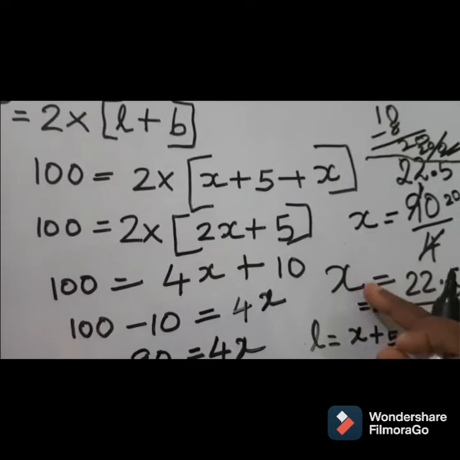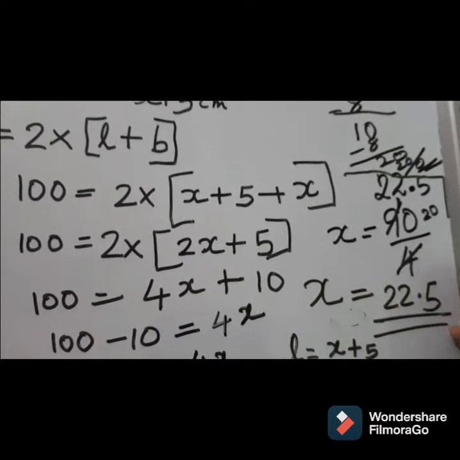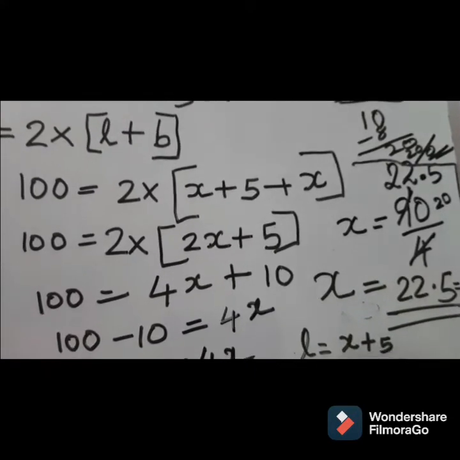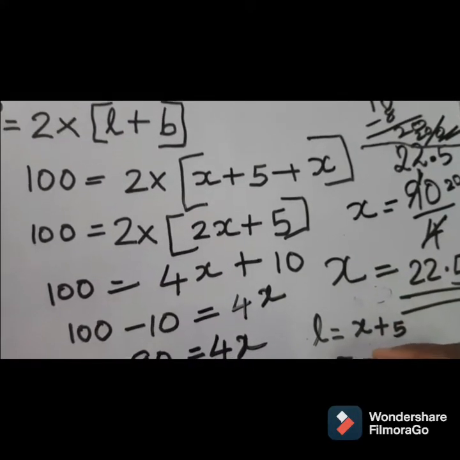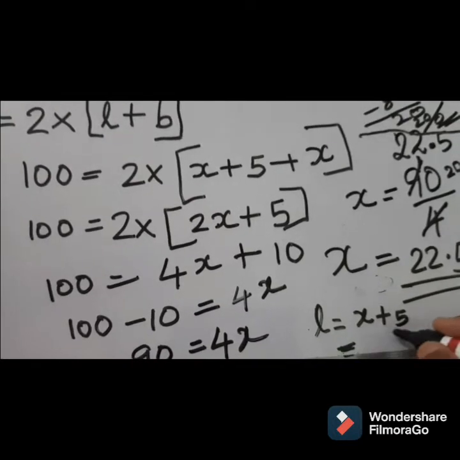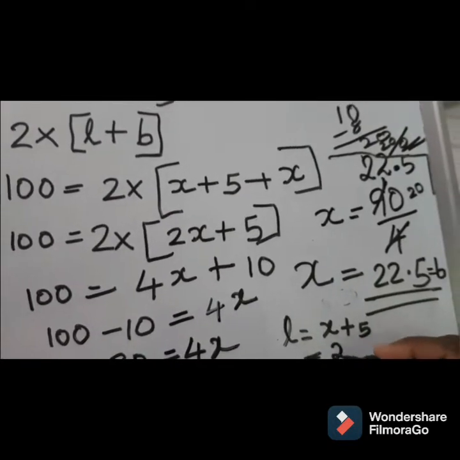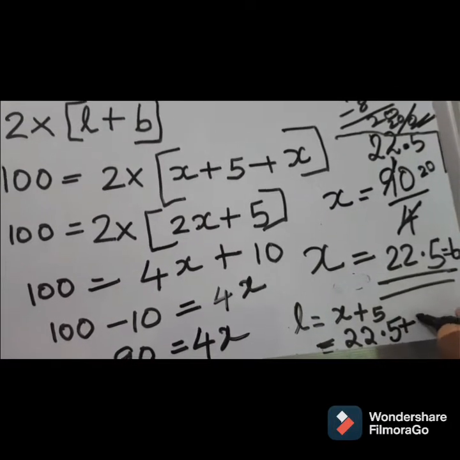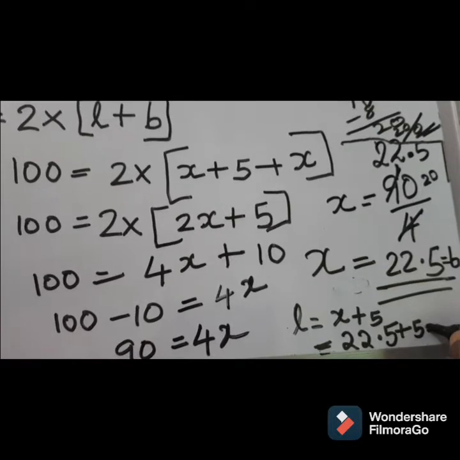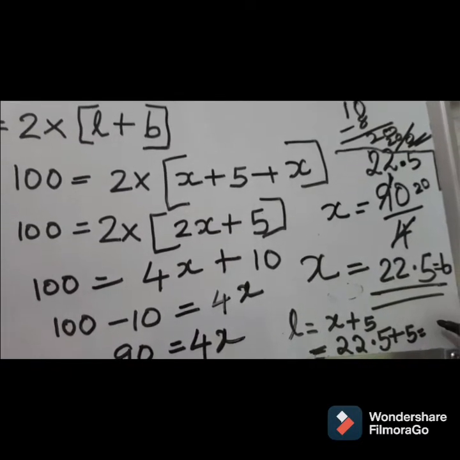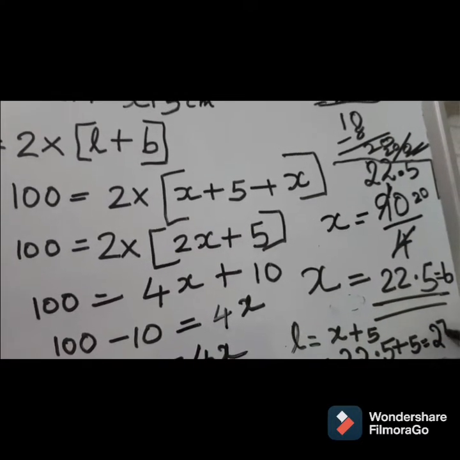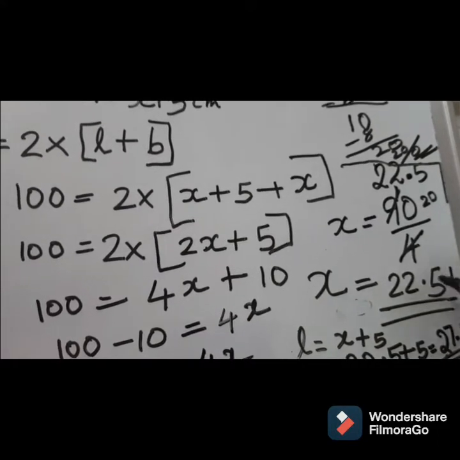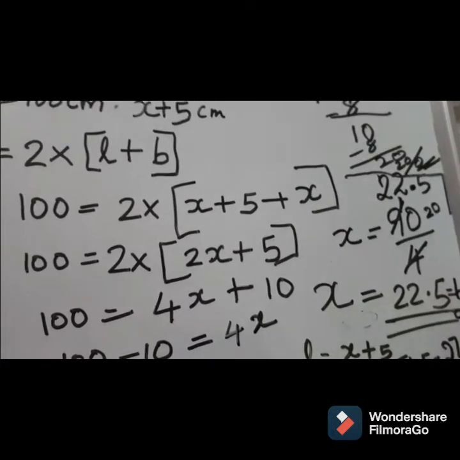Now where we have to write this breadth, here we can write it. Little space is there. Okay. Now length is equal to x plus 5. What is x? 22.5 plus 5. What will be the answer? 22.5 plus 5 is 27.5. What is the unit? Unit is centimeter. Okay.